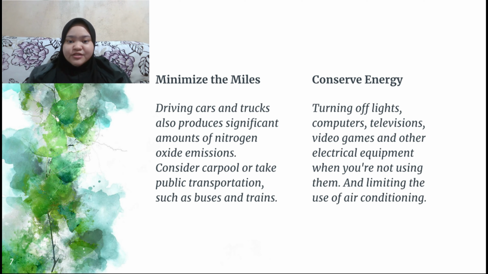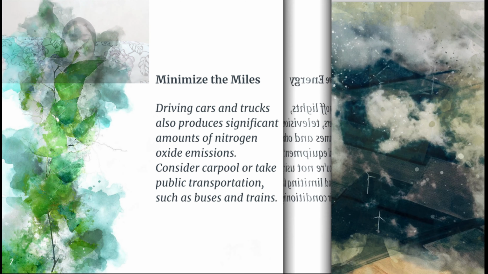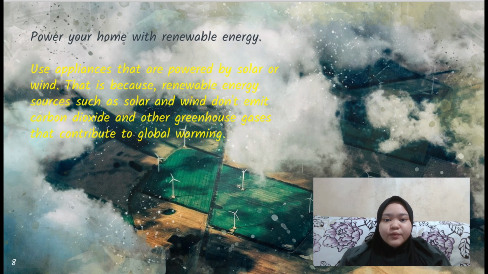Next is conserve energy. By turning off lights, computers, television, video games, and other electrical equipment when you're not using them, and limiting the use of air conditioning. And last, power your home with renewable energy. Use appliances that are powered by solar or wind. This is because renewable energy sources such as solar and wind don't emit carbon dioxide and other greenhouse gases that contribute to global warming.